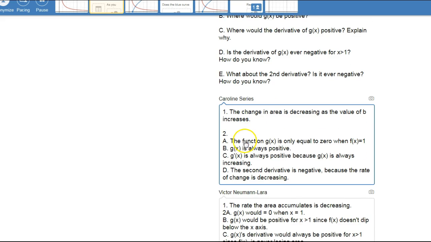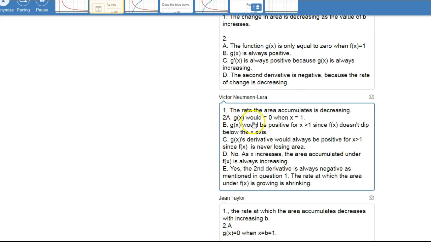Or sorry, the area that our function will be equal to 0. So this should say the function g of x is only equal to 0 when x is equal to 1, not f of x. All right, so same thing here. X is equal to 1, that's good.